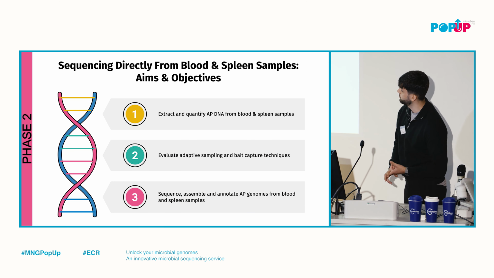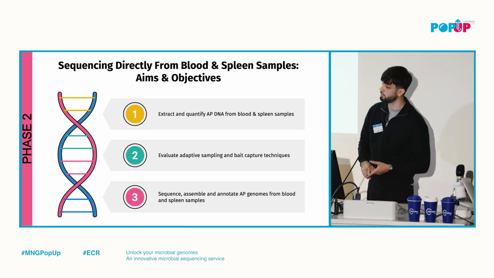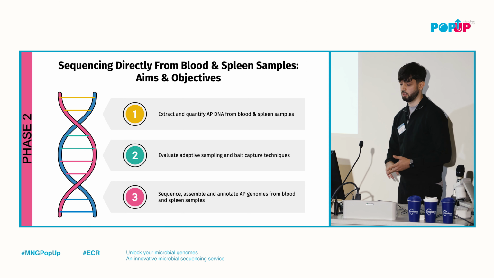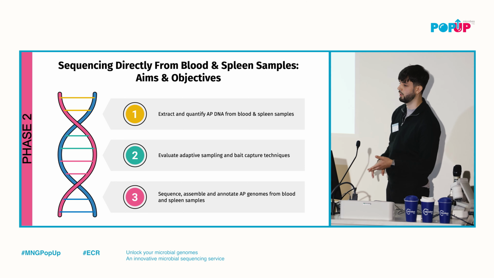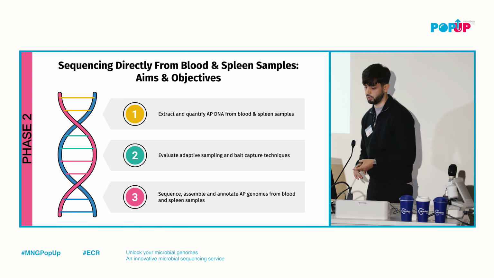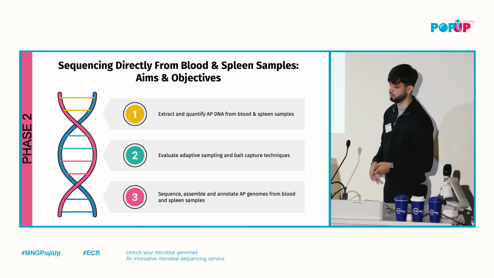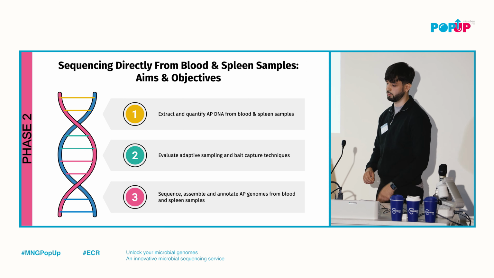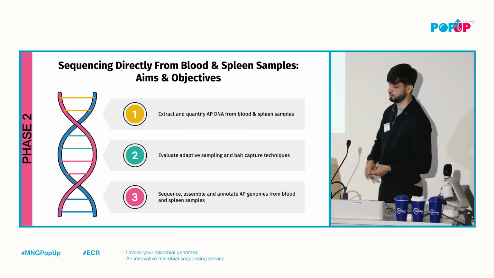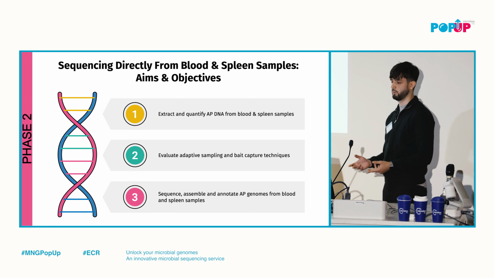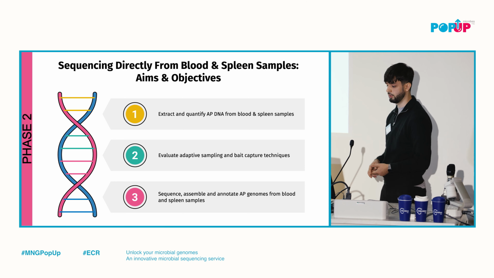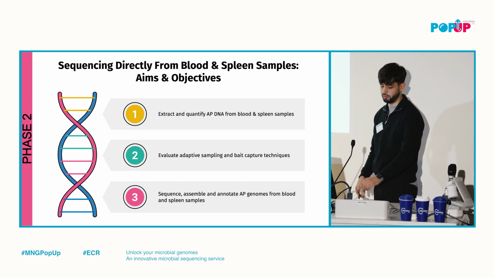Moving on to phase 2 of the project, this was to develop a protocol that would allow us to skip the whole cultivation stage, which is a very lengthy, time-consuming and expensive process to get through. So this involved the extraction and quantification of AP DNA from blood and spleen samples, the evaluation of some enrichment techniques, because it's not very easy to sequence. It's basically metagenomic sequencing. And then the attempt of sequencing, assembling, and annotating these genomes from the data.